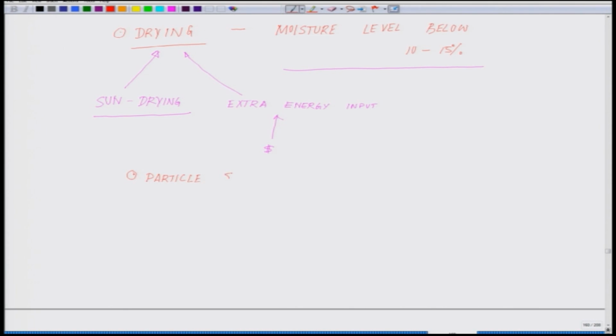So, particle size. A typical feed particle size is around 20 to 80 millimeter, in terms of the diameter we are talking about. So, here one aspect one has to realize. Just say for example, this is the particle size.